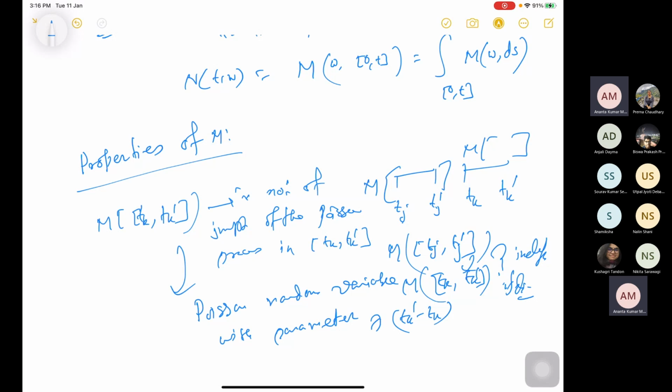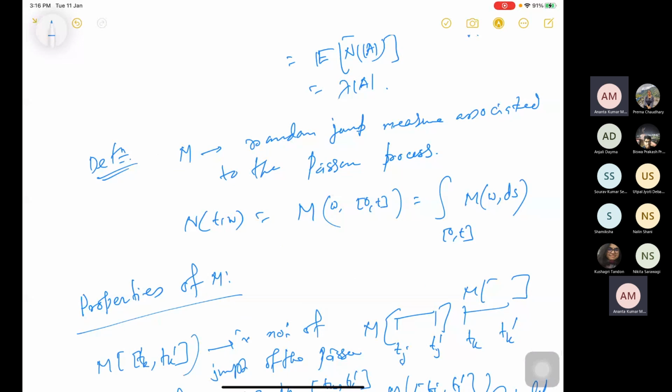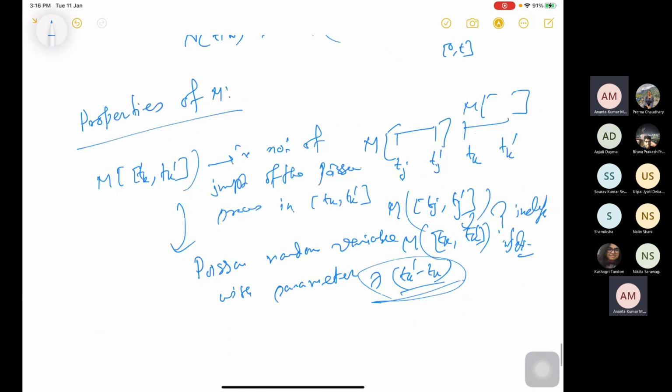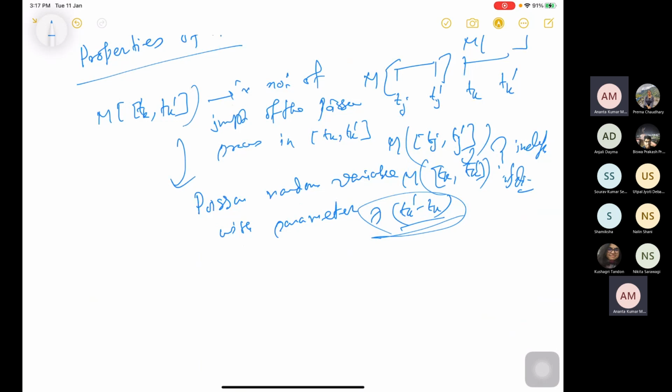For 0 to t, I know that t minus 0 is t, so here the difference is t_k' minus t_k, so this is lambda times (t_k' minus t_k). That means m(t_k') is a Poisson random variable with parameter lambda times (t_k' minus t_k). Otherwise we cannot have the expectation of m(A) equal to lambda times mod A. Because for any measurable set A, this is the Lebesgue measure of A, and if you look at an interval in this form, the Lebesgue measure is nothing but the length of that. That is why it coincides there. Okay.